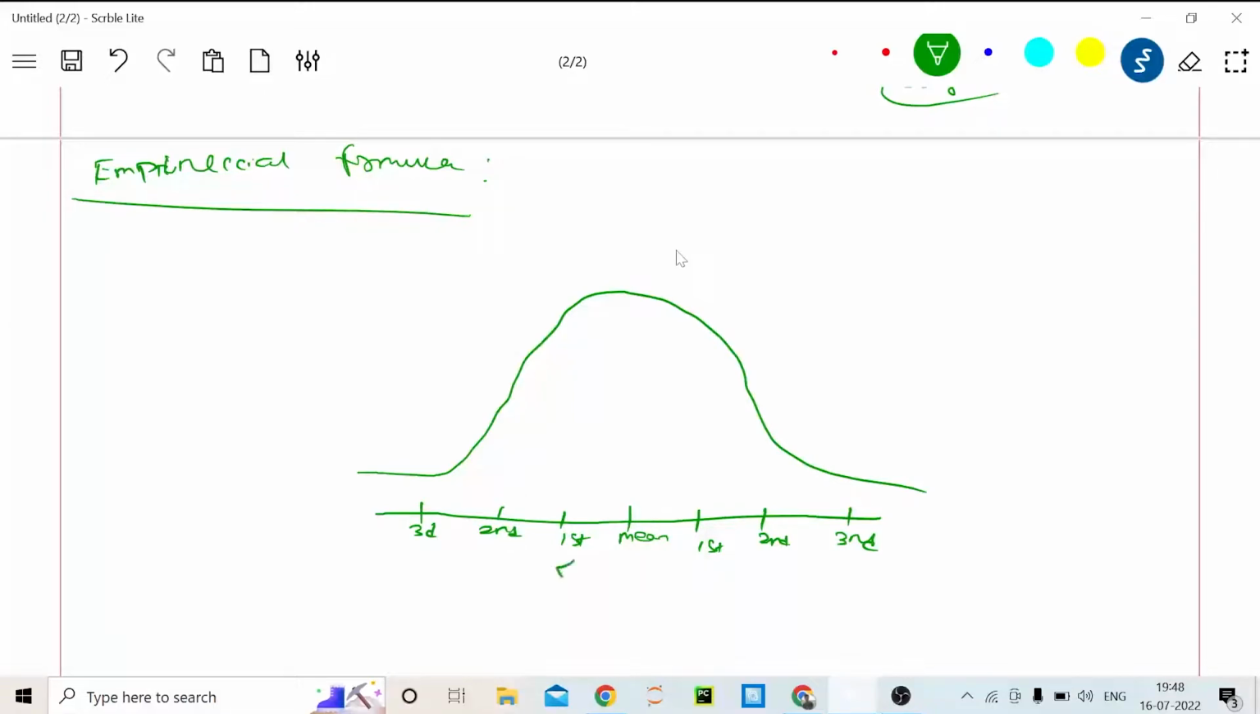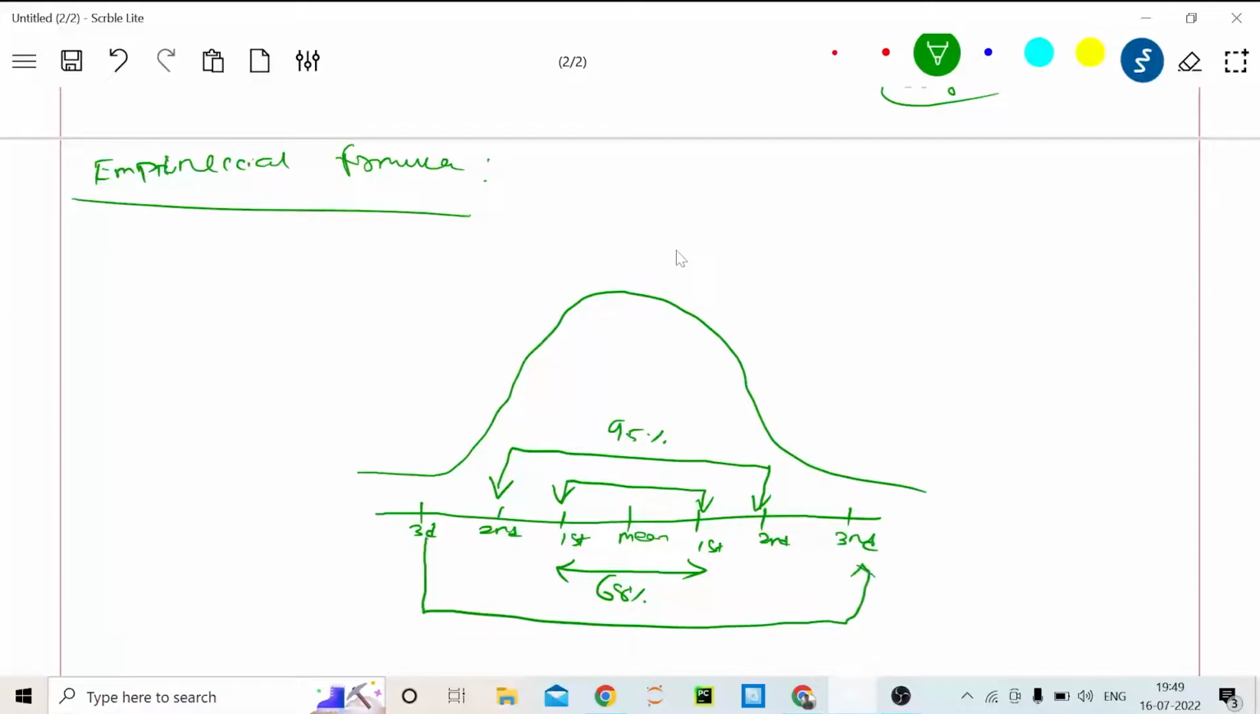The empirical formula tells us that between the first standard deviation towards the left and the first standard deviation towards the right, there is a possibility that 68% of the data falls inside this. Within the second standard deviation, 95% of the data falls, and within the third standard deviation, 99.7% of the data will fall. It is also called the 68, 95, 99.7% rule. That means 68% of data will follow in the first standard deviation, 95% in the second, and 99.7% in the third.